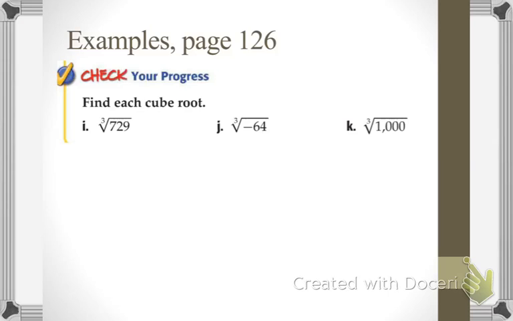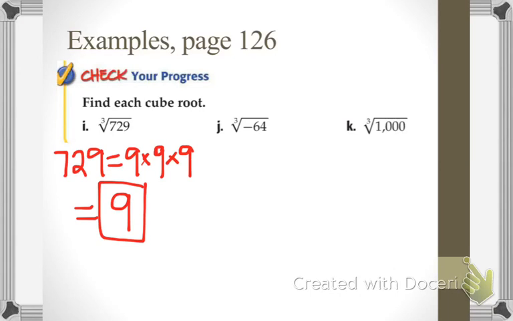Okay, looking at these examples. On example I, I've got the number 729. I'm looking for the cube root of that. Now on these, a lot of times you're going to have to do trial and error to figure out what's going to give you the right answer. So 729, I know equals 9 times 9 times 9. So the cube root of 729 would equal 9.